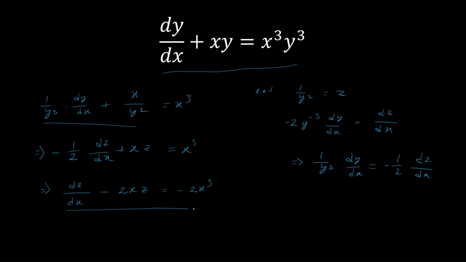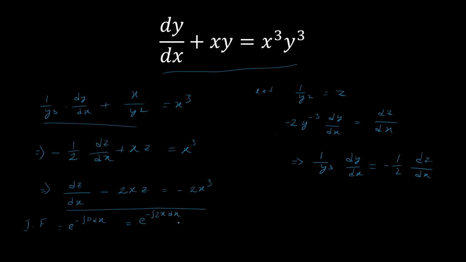Now look at that equation. This is now a linear form of differential equation, and we know how to solve a linear differential equation. First we have to find the integrating factor. Let's try to solve it. Now we know what the integrating factor is: e to the power integral of p dx. The term p is actually minus 2x here, so we can write the integrating factor as e to the power minus integration of 2x dx.